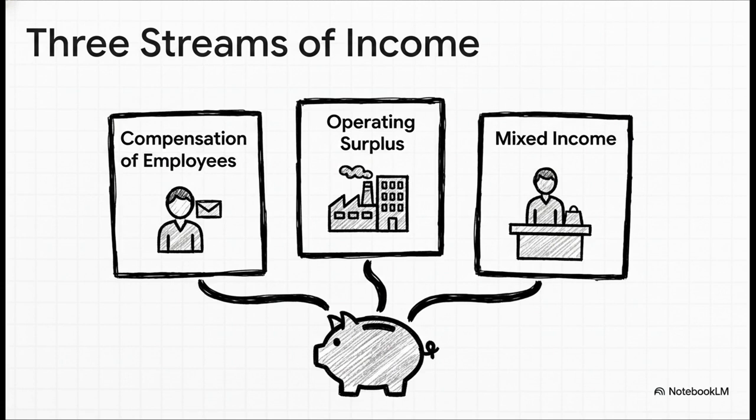That's all the wages, salaries, and benefits people get from their jobs. The second is operating surplus, which is kind of a catch-all for income from property and businesses. And the third is mixed income, which is for all the self-employed folks out there, like small business owners, where it's tough to separate their salary from their company's profit.